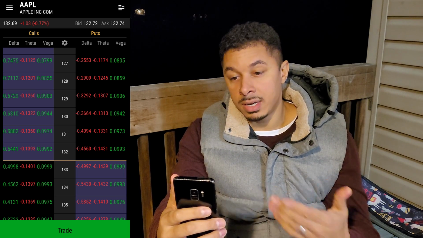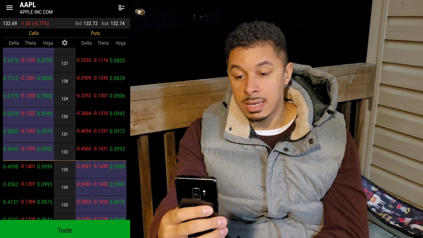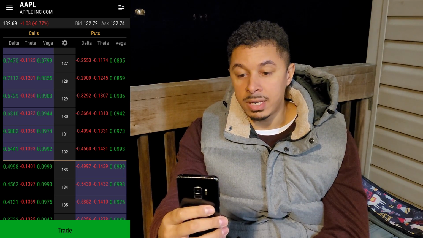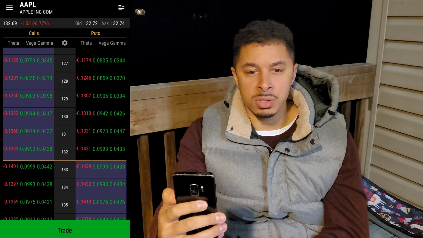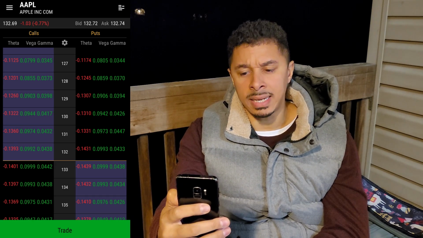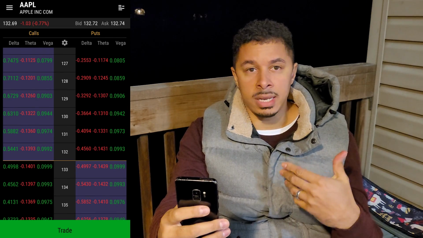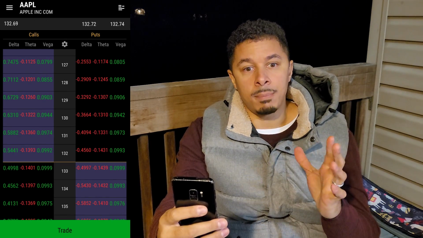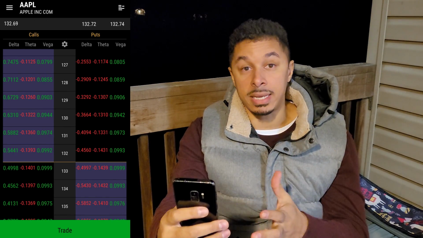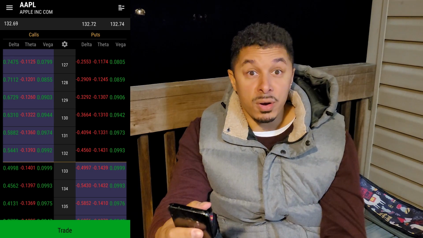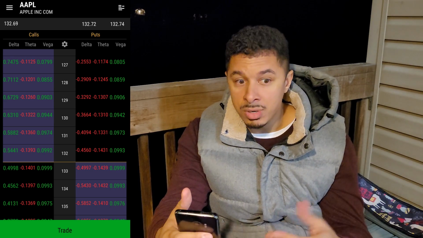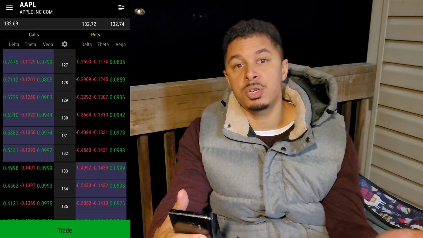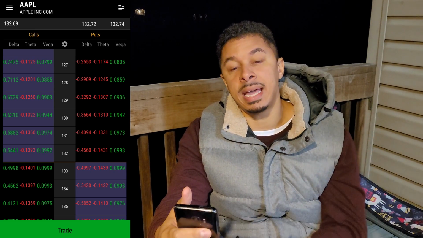And lastly on here, I don't have it actually in these columns here, but is rho. Rho is something I would say is mostly for our longer LEAP plays, because rho in essence is just the amount of change on the option price per interest rate change. So if the Fed changes interest rate, goes up 0.25, then rho plays a part in that.